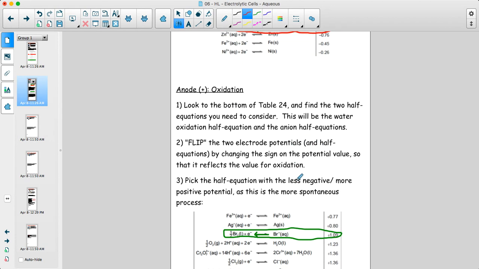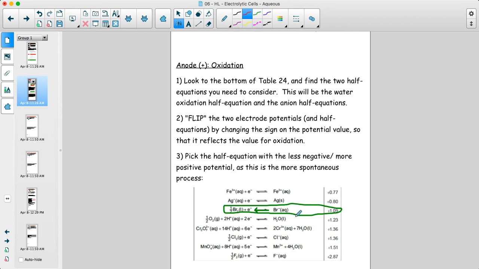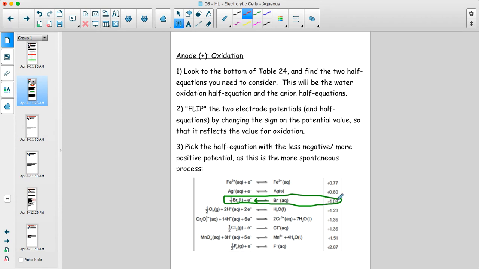So at the anode, it's the same exact idea. We have to consider the one we would have considered before for the anion, that was the bromide, but we also have to consider the water oxidation half equation. Now, the thing we have to do, though, is flip these potentials, because these positive ones describe going left to right. They describe the reductions as they are written. But what we want to consider are the oxidations, the reverse reactions. So when I do that, I get negative 1.09 and I get negative 1.23.